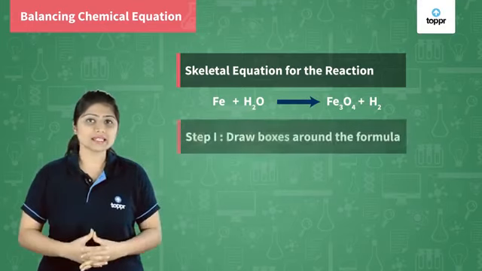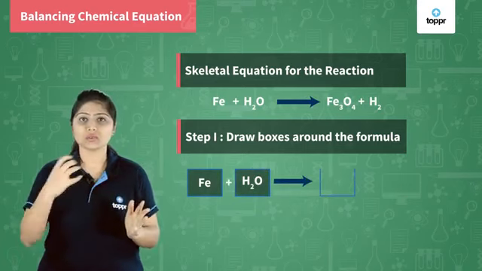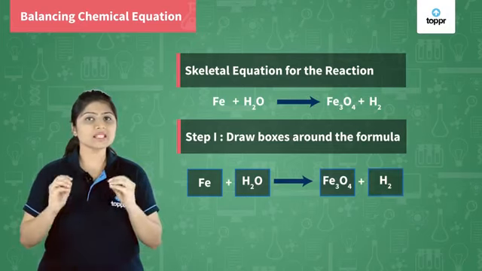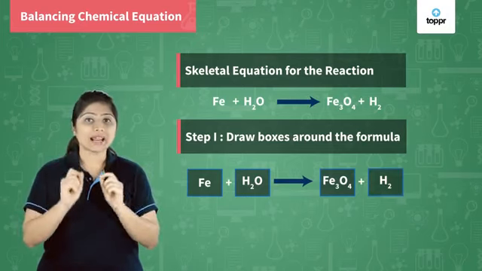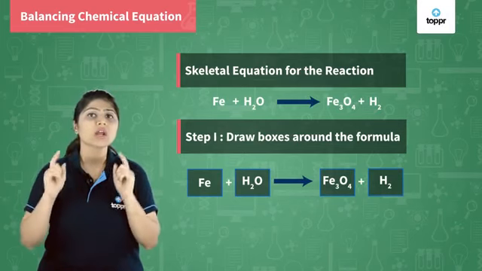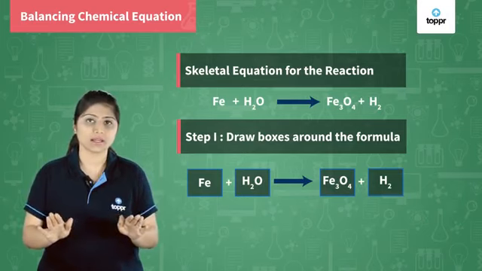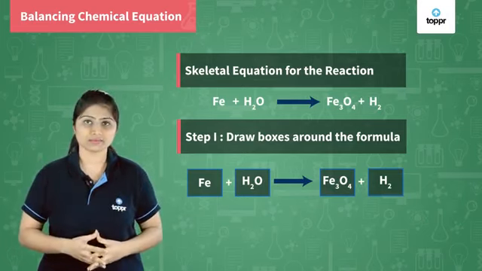The first step is to draw boxes around each formula of each reactant and each product. The reason for drawing boxes around the formulas is that when you are balancing a chemical equation, you are not supposed to touch or change the formulas. Whatever balancing is done, it is done outside the box.